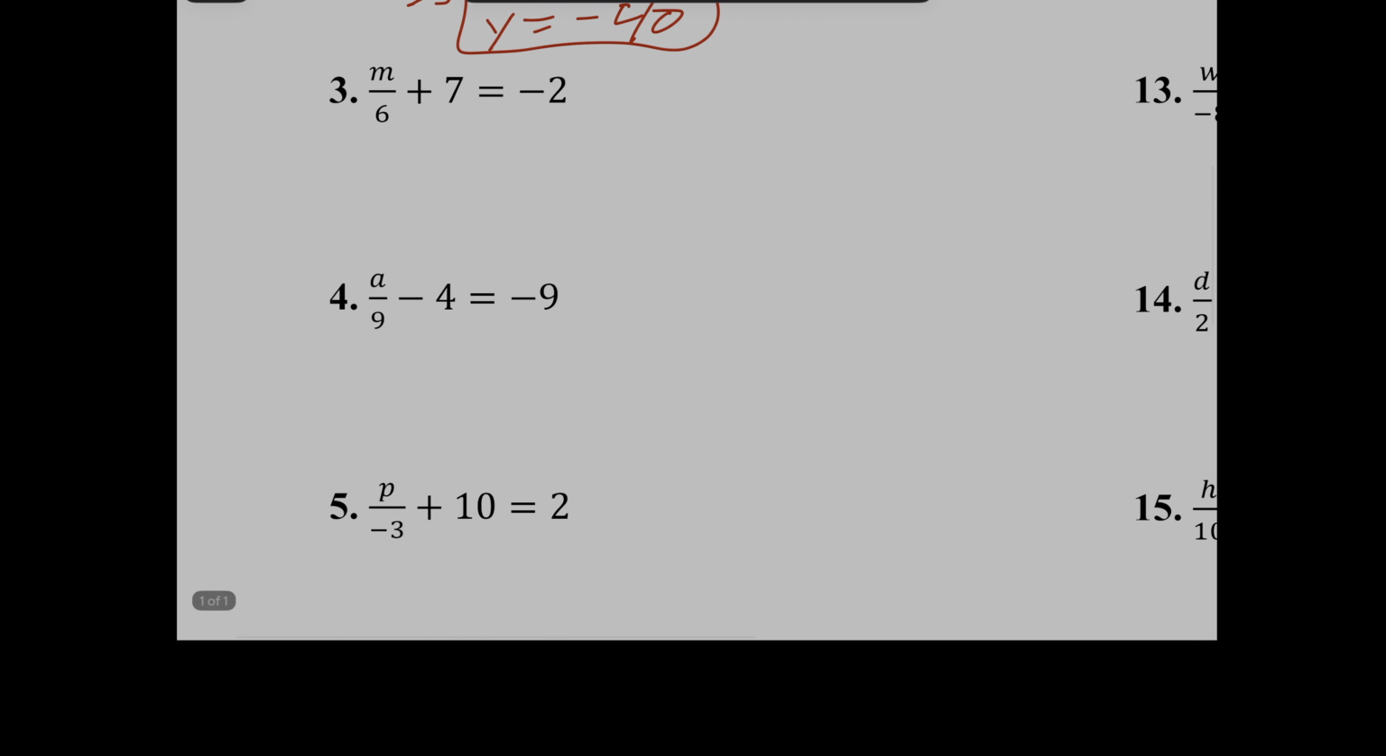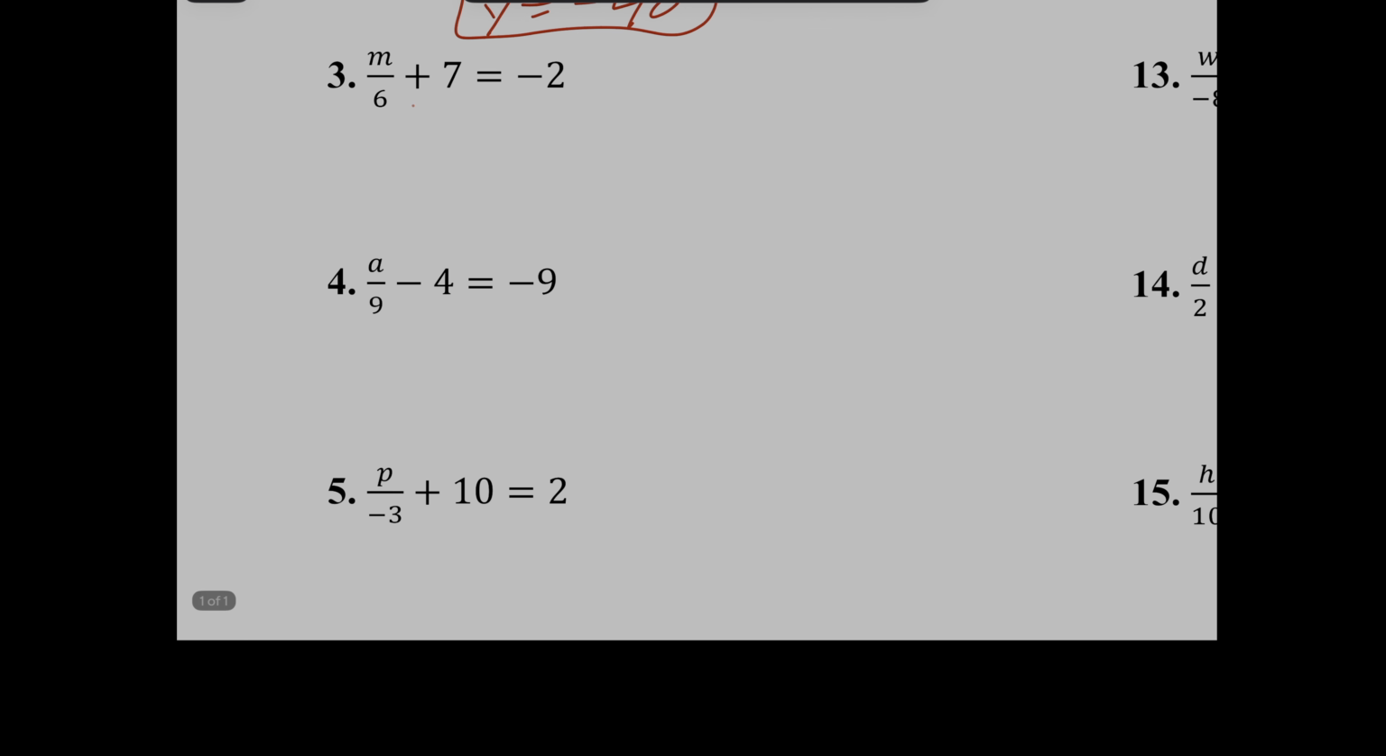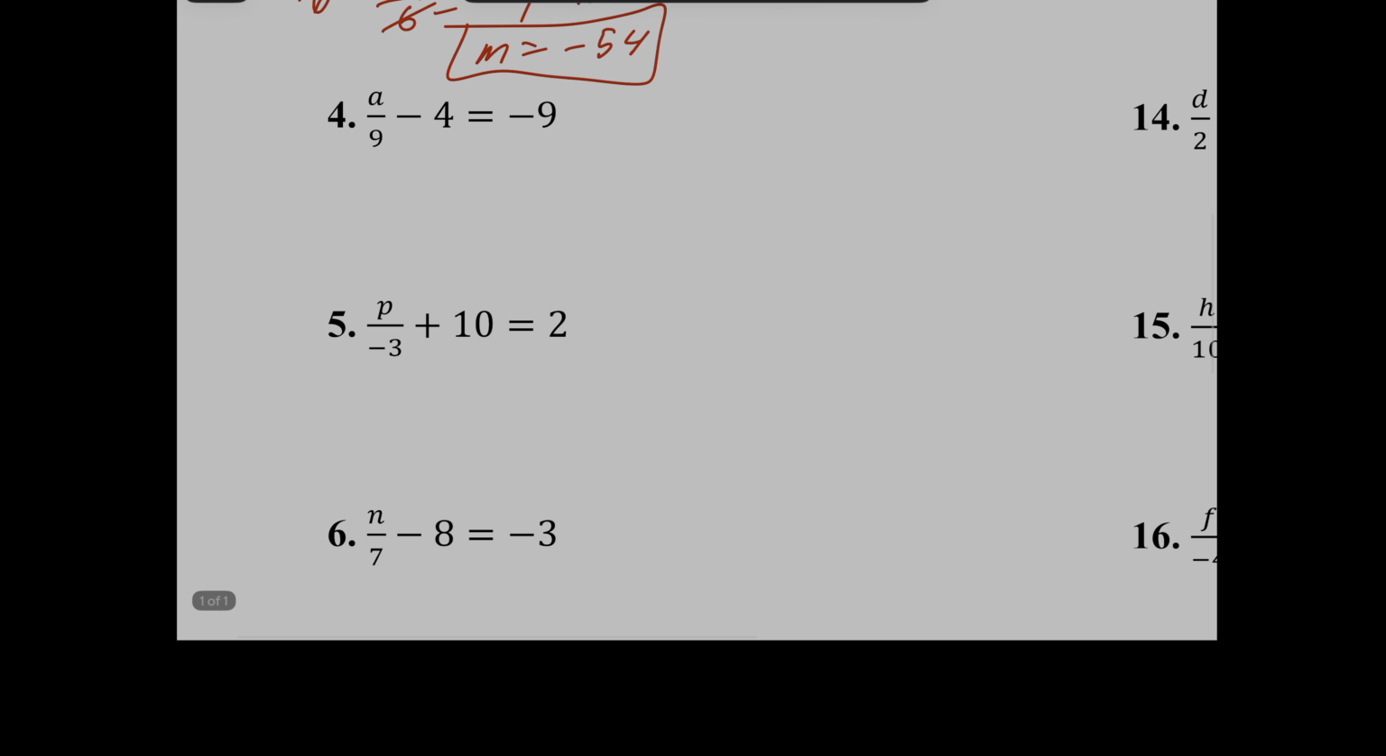Okay, let's go on to this one. Letters on one side, numbers on the other. So I'm going to add and subtract away so I can get that. And I'm going to get m over 6 equals, add a line, change a sign. That would be a -9. I'm going to multiply each side by 6. Boom, boom. m equals -54.